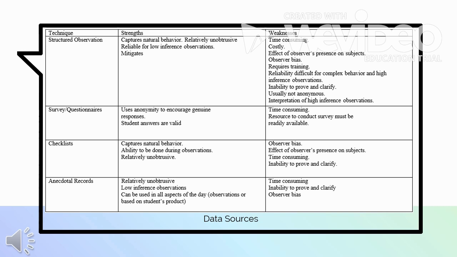Next would be the checklist. I believe this data source is the easiest to use and the least time consuming. It can be done while students are completing a task, or used to reflect on their completed product. This can be used as a way to see if a student is engaged or not.